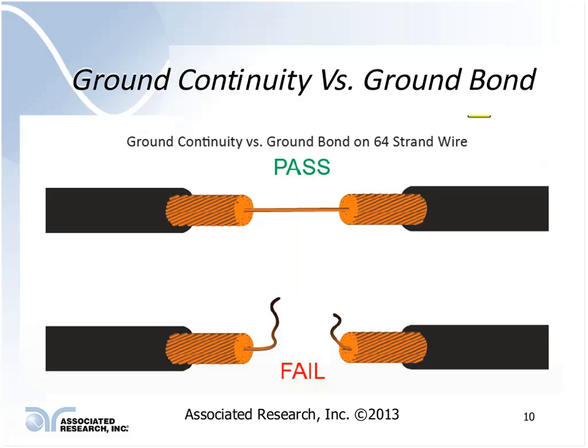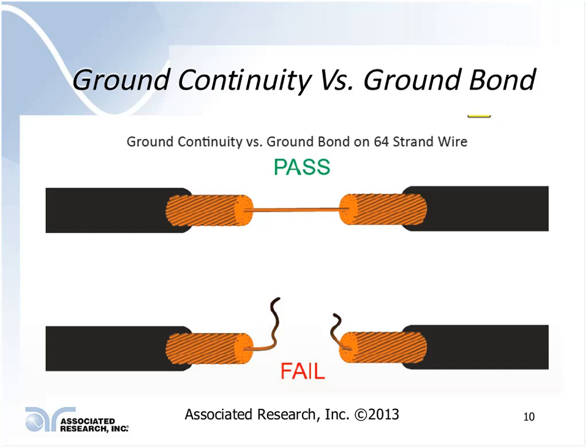Now, this is a perfect example of where a bonding test really can have its advantages over a continuity test. Take the example of a 64-strand wire for a bonding conductor. And let's say all of those strands were cut except one. An extreme example, I understand, but this has happened. I've seen this happen.